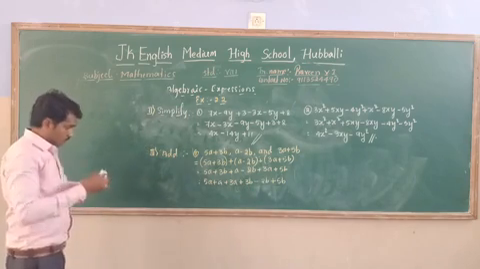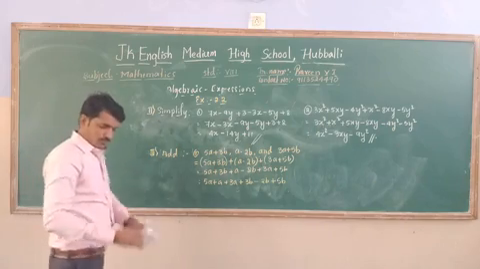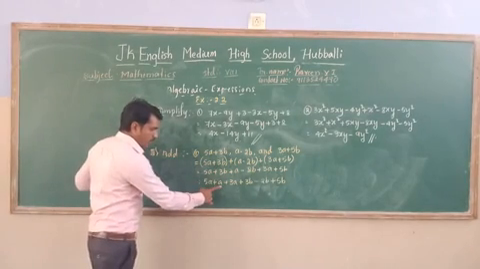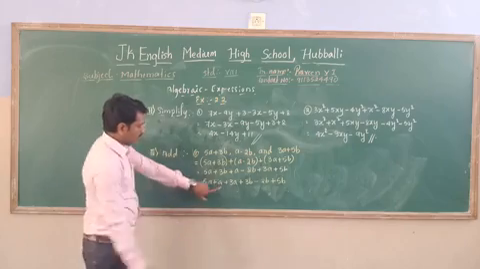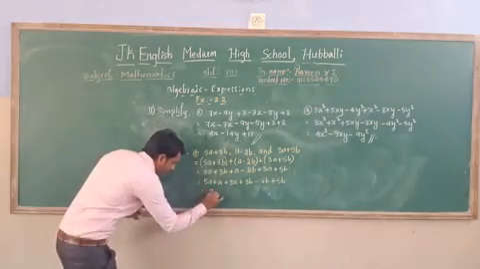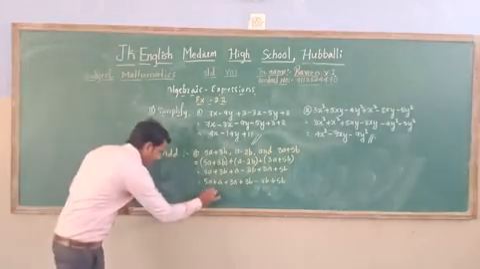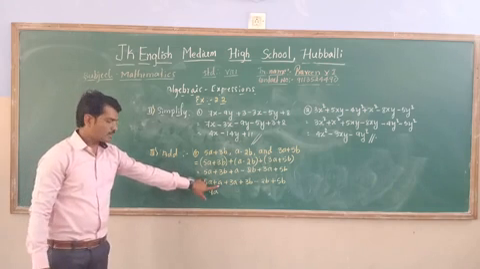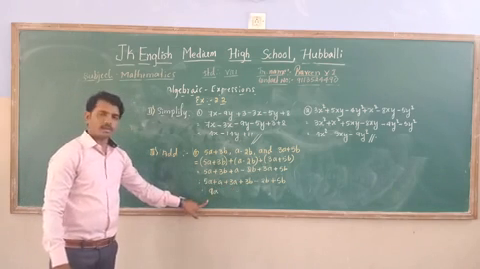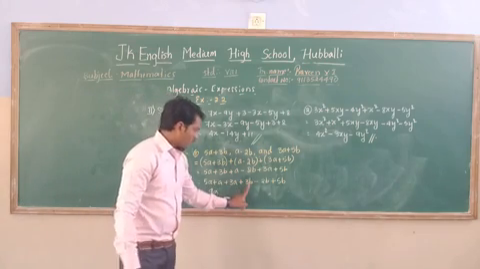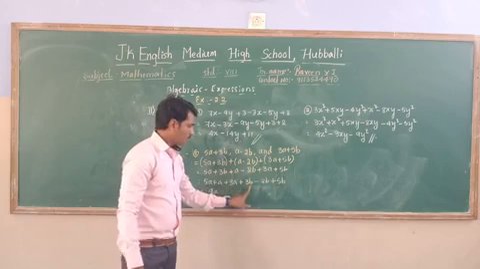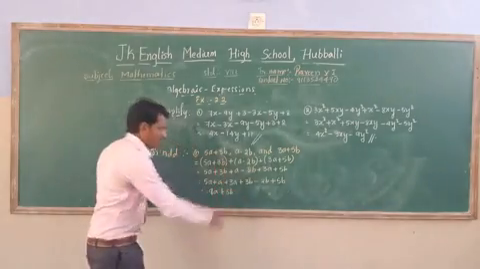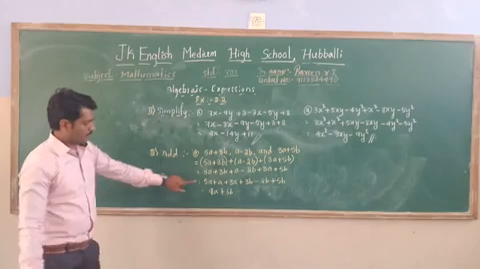Next one. Now try the simplification. 5a plus 1a, 6a. 6a plus 3a will become 9a. Understanding? 5a plus a, 6a. 6a plus 3a is 9a. Now come here. 3b minus 2b. 3 minus 2 is what? 1. 1 plus 5b is 6b.